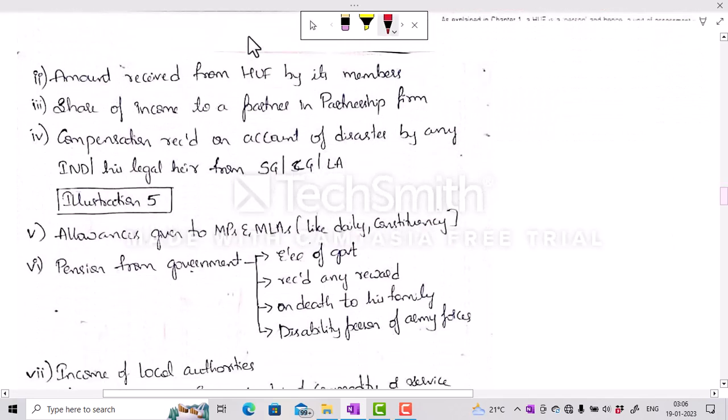amount received from HUF by its members will be exempted. Share of income to the partner in partnership firm will also be exempted. Compensation received on account of disaster by any individual or his legal heir from state government, central government and local authority will also be exempted. And illustration 5 is given for that.